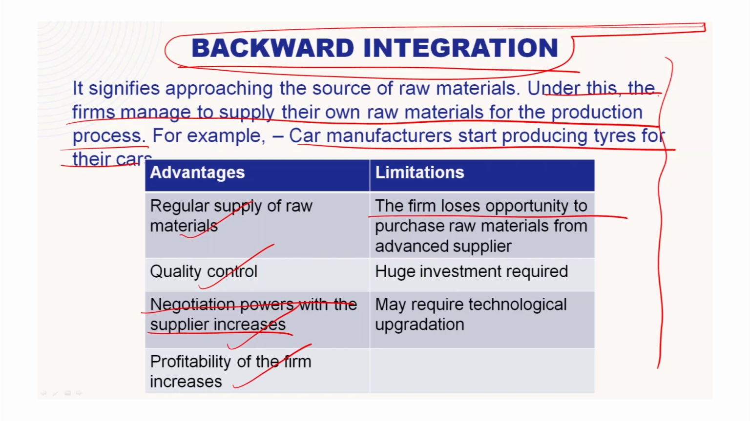Limitation: the firm loses the opportunity to purchase raw material from a more advanced supplier. When you have developed your own supplier or your own source of raw material, then you have limited opportunity to look for other suppliers in the market. Huge investment required, may require technological upgradation. In backward integration, you have to set up how the supplier works and the different operational activities, and it will require technological upgradation.